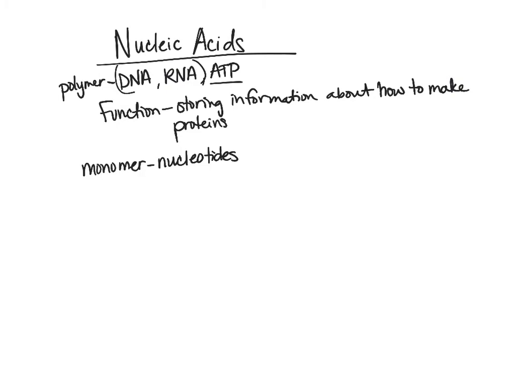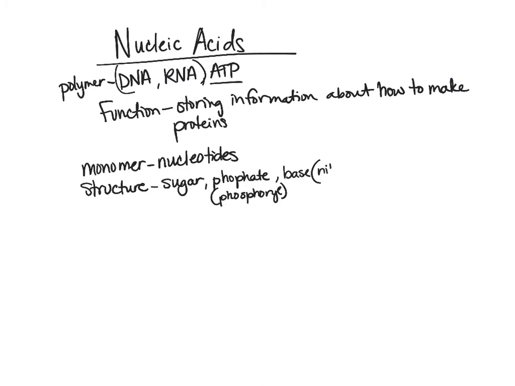So what is a nucleotide? Let's take a look at the structure of a nucleotide. A nucleotide consists of 3 different parts. We have a sugar, we have a phosphate group, also mentioned as the phosphoryl group, and we have a base. What we mean by base is a nitrogenous base, which means it's nitrogen containing. It contains nitrogen and it's the base of that nucleotide.